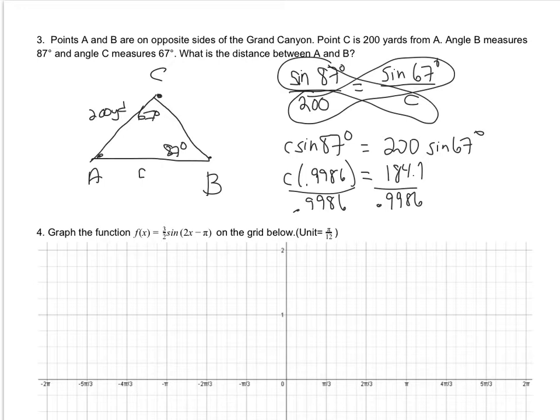So if I do that, I get 184.4. And that would be in yards, because the first distance is in yards. So from point A to point B, it would be 184.4 yards.